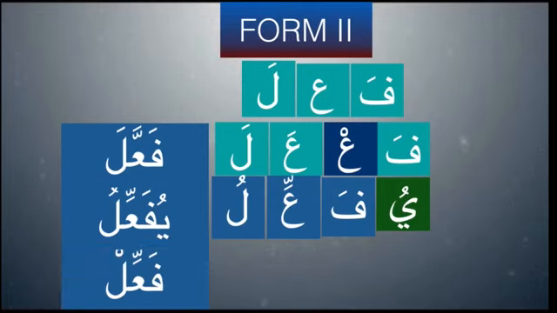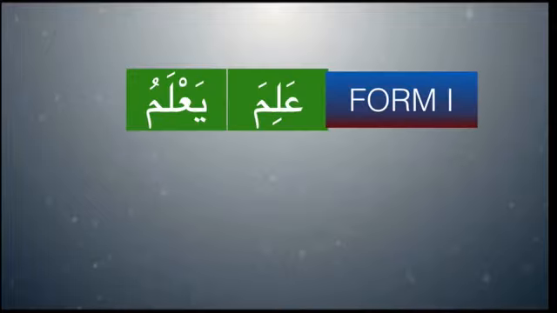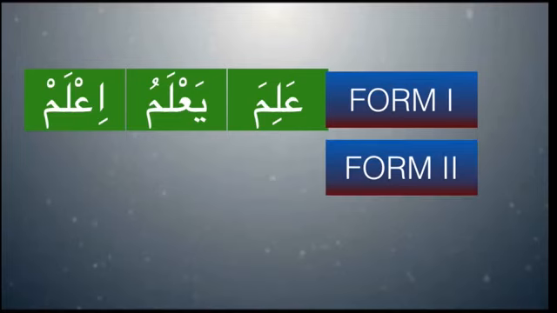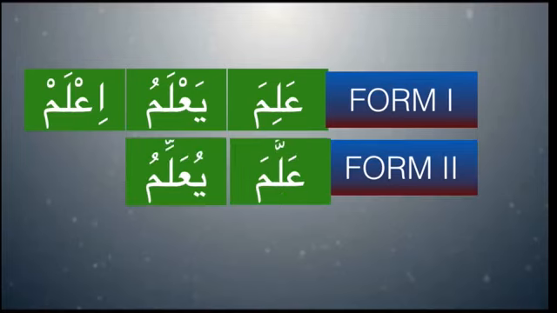And the amr will be fa''il. We know how it's formed: the alamat mudari' is taken away and the lam kalima turns into a majzoom. So it's fa''il, that's the amr. For example, if we take a form 1 example, alima ya'lamu i'lam. Form 2 will be 'allama yu'allimu and 'allim.